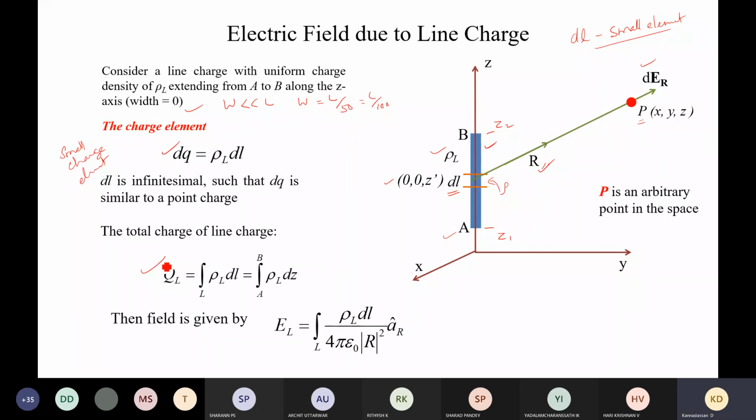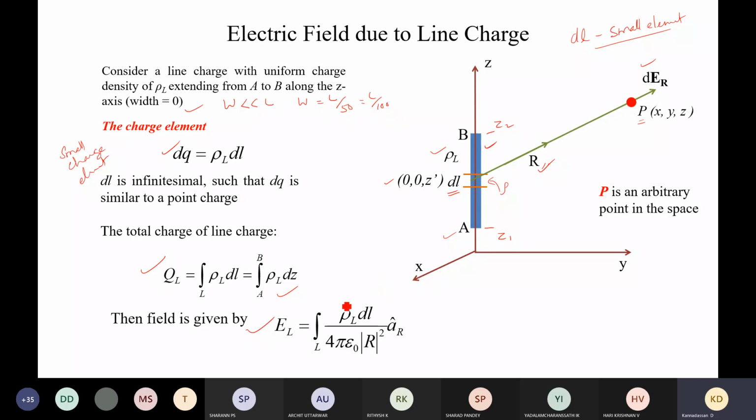We know that the total charge in the line can be calculated by integration over the length. We are going to integrate from A to B, so it is very easy. If we know Z1 and Z2, it is very easy to integrate, and it is simply Z2 minus Z1, the length, into rho L. Since we are integrating, we have to add all of them. Now we have to calculate the total electric field due to this small element.